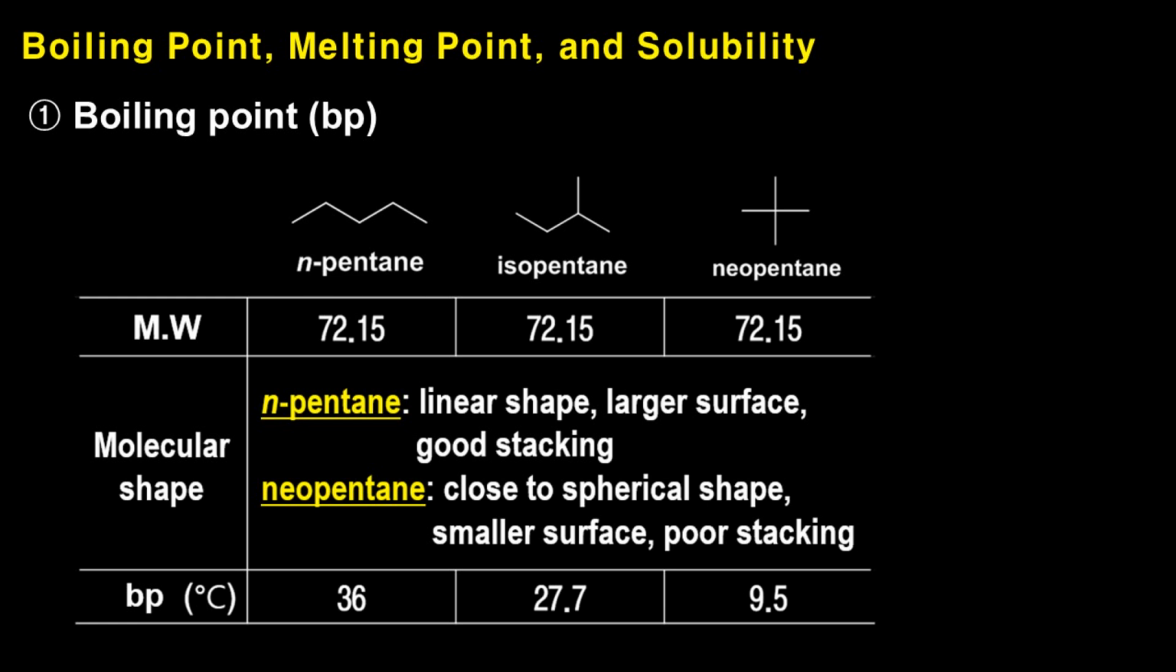And then we have neopentane, which is super compact and almost spherical. Because of that shape, it can't stack well at all, so dispersion forces are really weak. That's why it has the lowest boiling point, just 9.5 degrees Celsius. So what does this tell us? More compact or spherical molecules have weaker dispersion forces and lower boiling points.